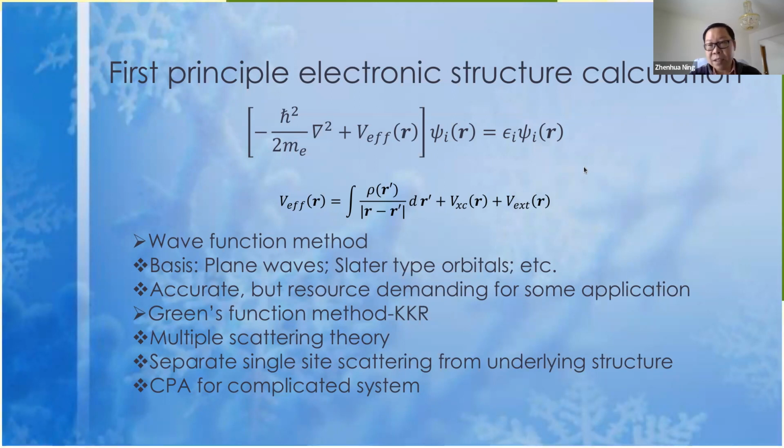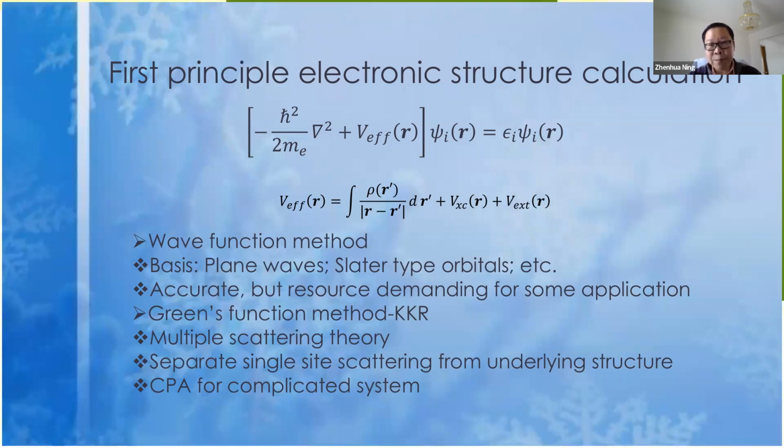One popular basis is the plane waves. It can accurately solve a system, but it requires a large number of basis functions. For example, more than 10,000 plane waves are required. So this can cause trouble in some complicated systems and applications. For example, if we want to calculate the dielectric function, it is pretty slow because of big matrix diagonalization.